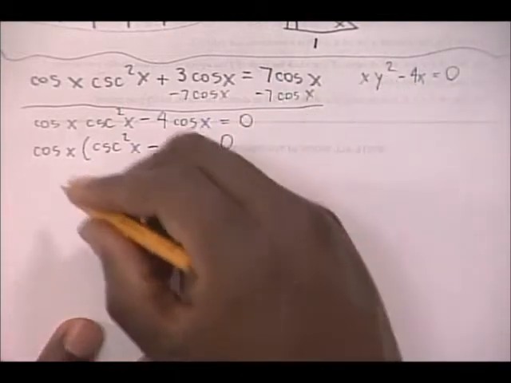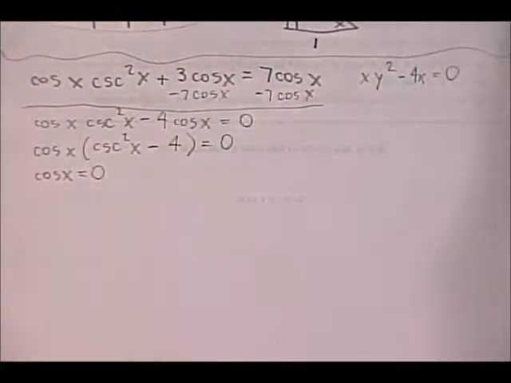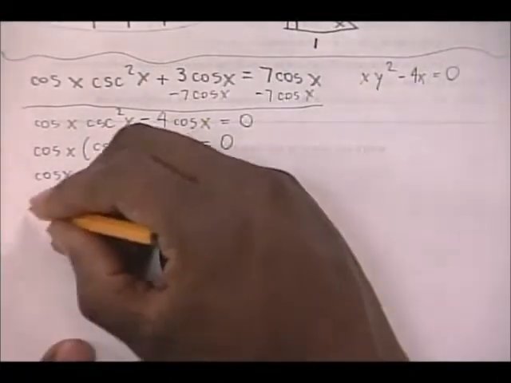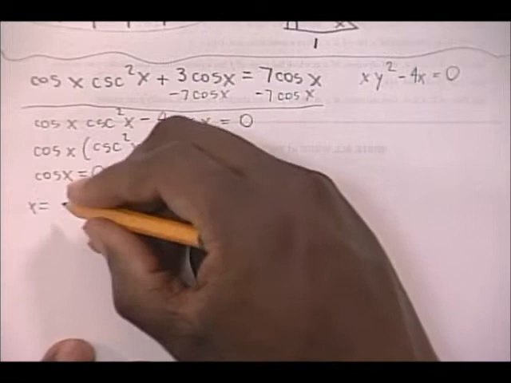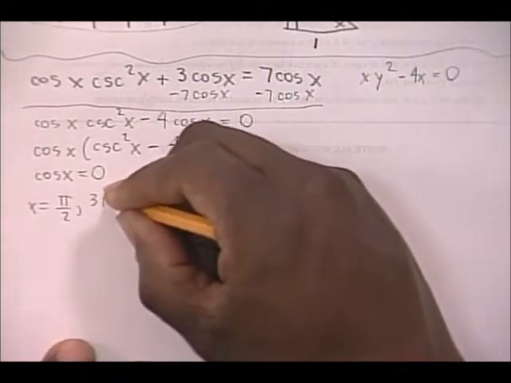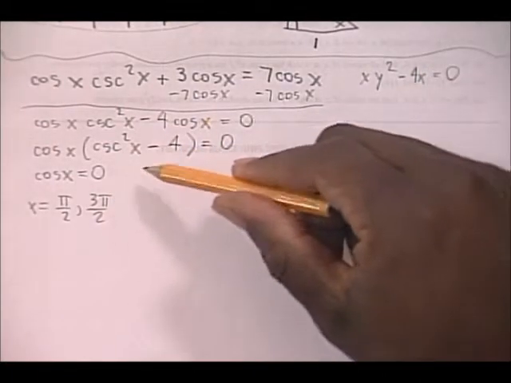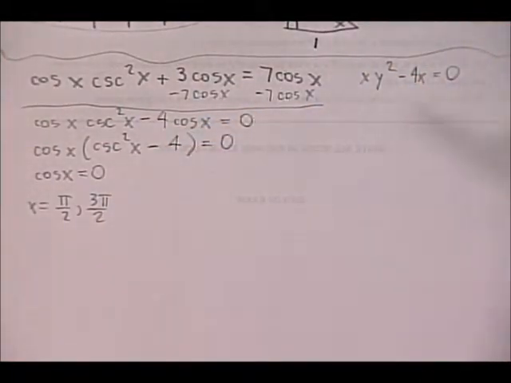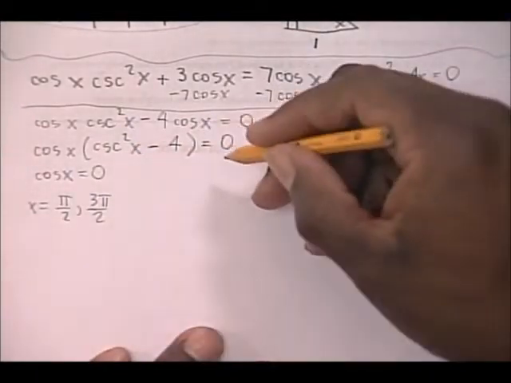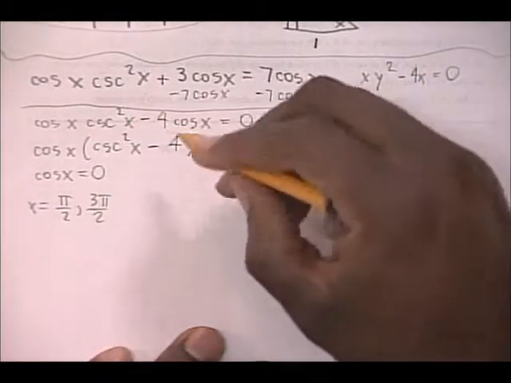You set this cosine x equal to 0. We've done that before. We've solved that problem before. We get x is equal to pi over 2. X is also equal to 3 pi over 2. We've done this earlier in a previous problem using the cosine graph. I'm not going to do that again. Now what we're going to do is we are going to solve this part of our equation.